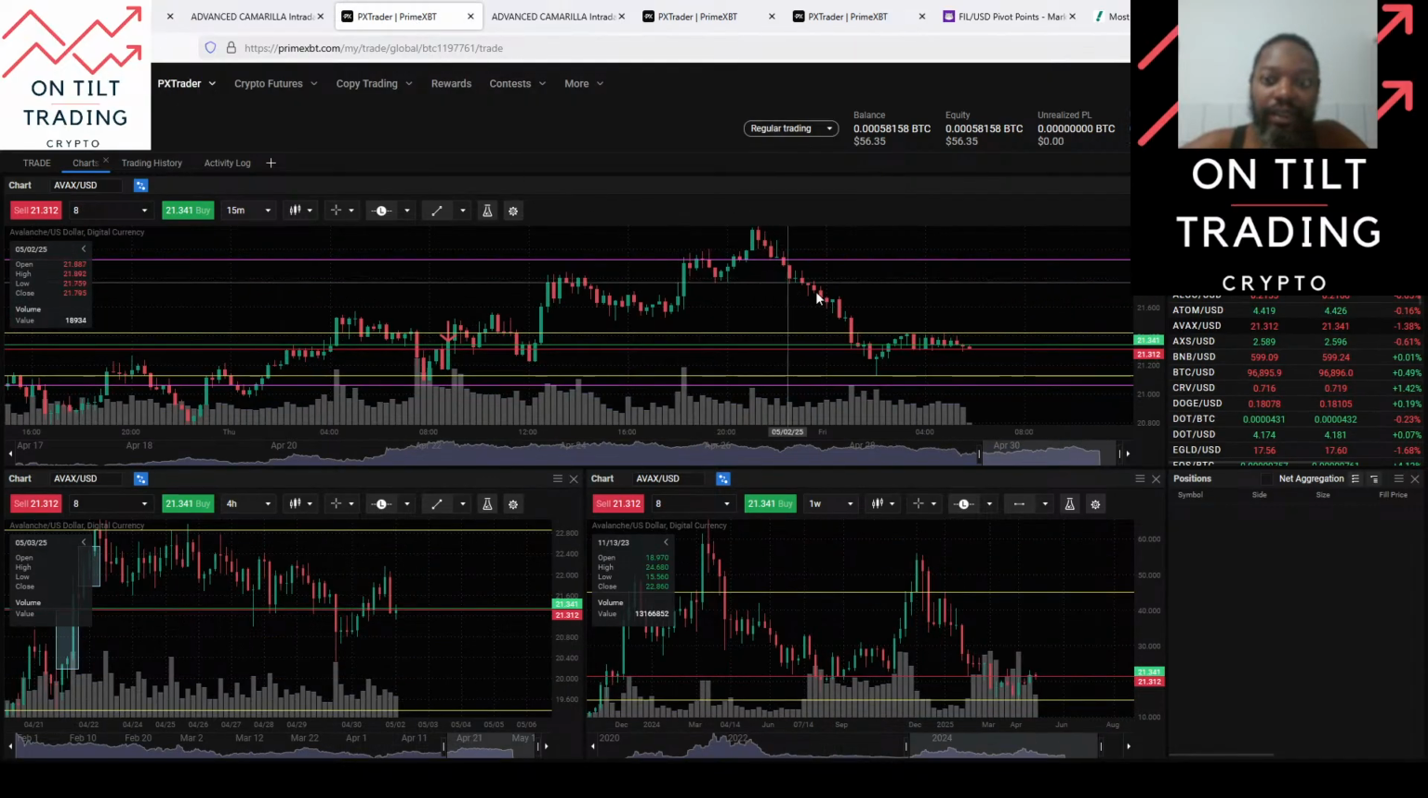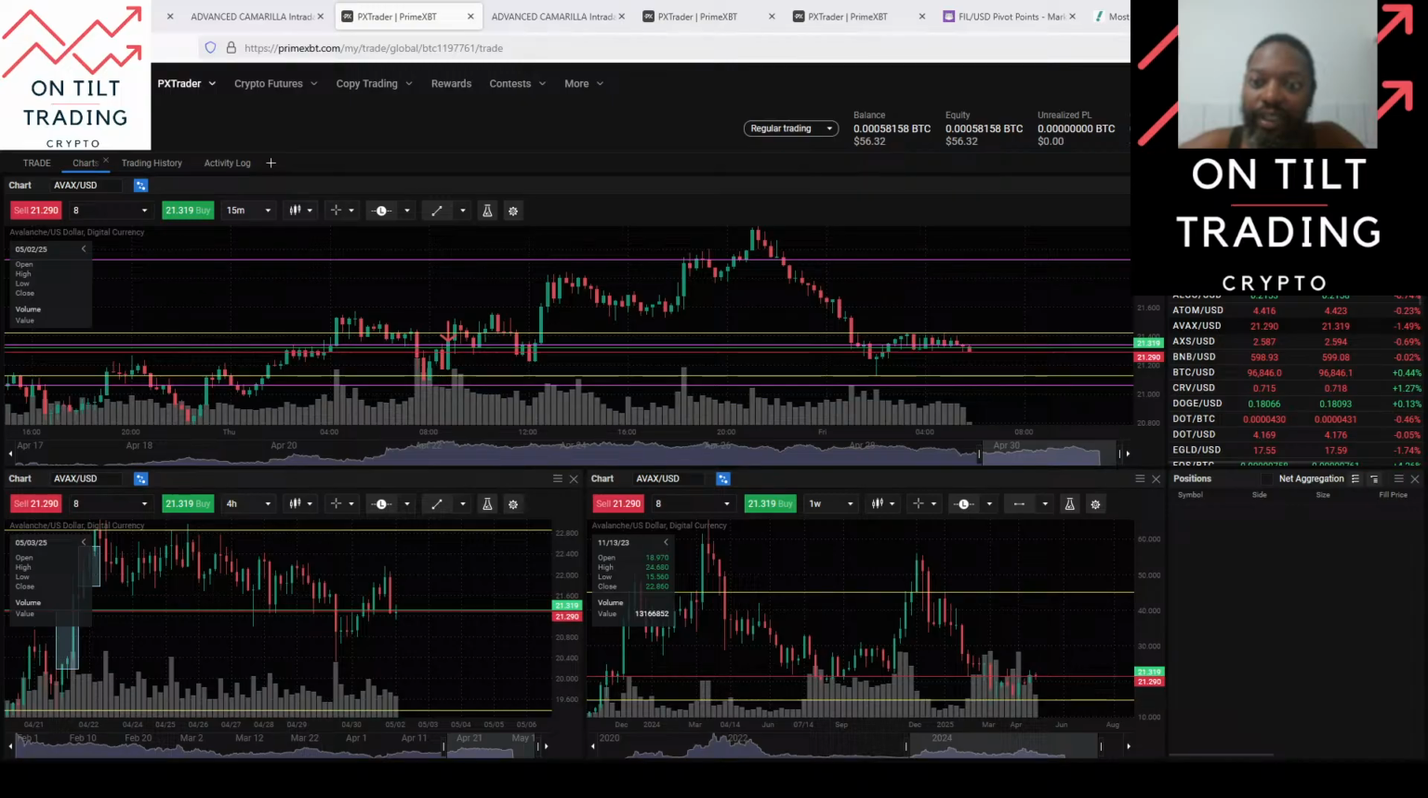Next up is Avalanche. Avalanche got my attention this morning, setting up. We can't see it currently, but there it's showing up. This is the S3 level here. Let's redo that. This is the S3 level here. This is the S4 level here. This is the R3 level here.